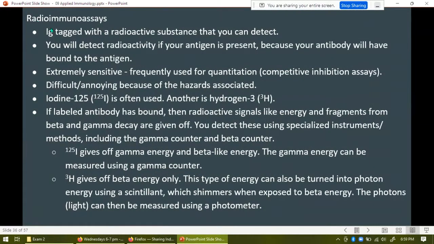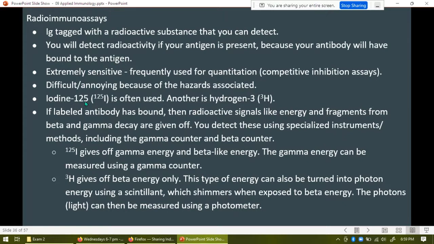So the radioimmunoassay, RIA. You have an immunoglobulin tagged with a radioactive substance that you can detect in a machine. You will detect radioactivity if your antigen is present because your antibody will have bound to the antigen, and then you washed out any excess, and the antibody, if it's still there, will be radioactive and detectable. So it's very sensitive, so it's used for quantitation, but it's difficult and annoying because of the hazards of the radioactivity.